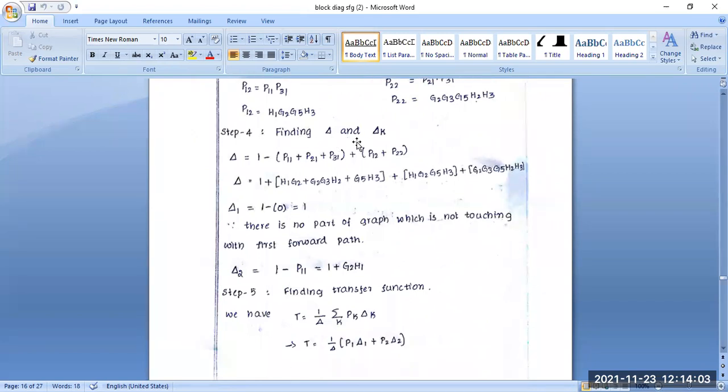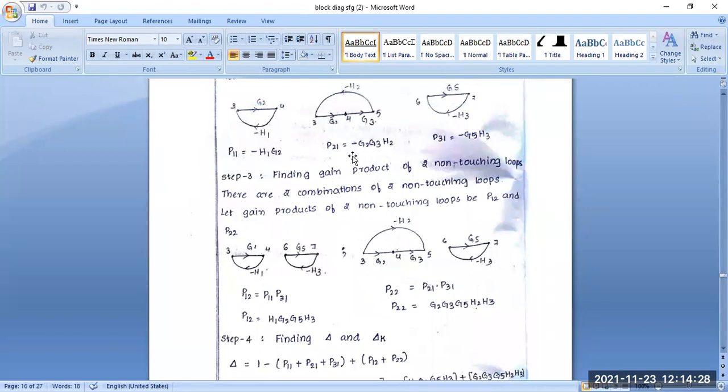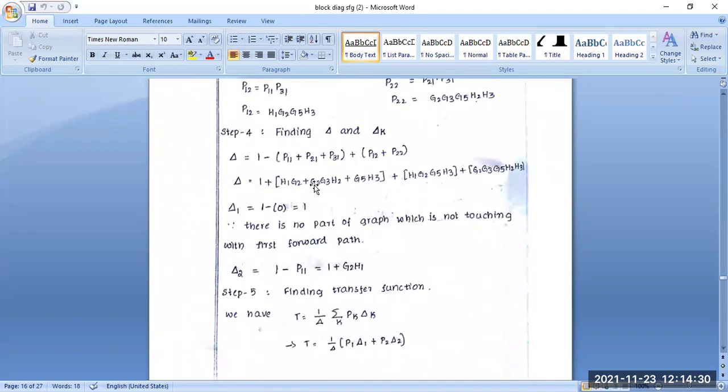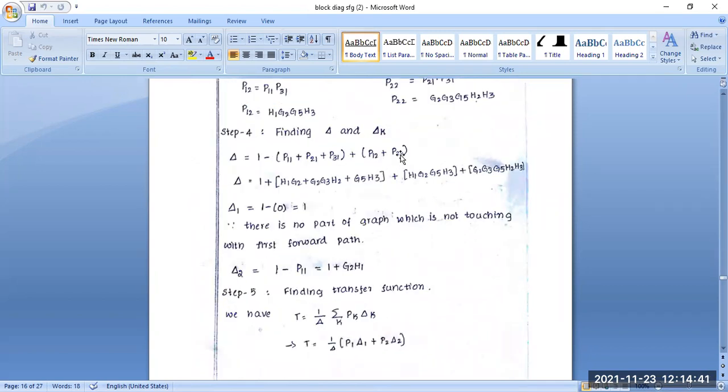Step 4: in this step we find the value of delta as well as delta K. So we have to know what delta is. Delta, from the Mason gain formula, is 1 minus the individual loops. These three are the individual loops P11, P21, P31, so we sum them, plus the two non-touching loops, P12 and P22, present here. So we put in the values of P12 and P22.